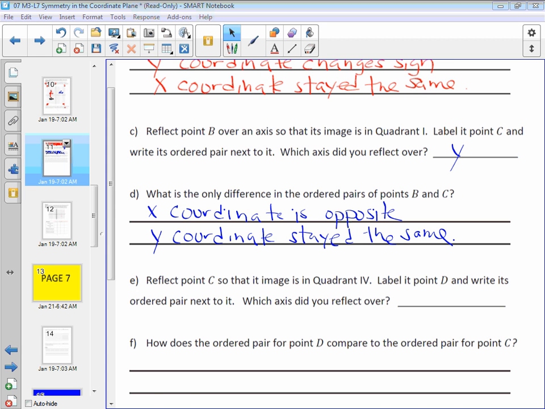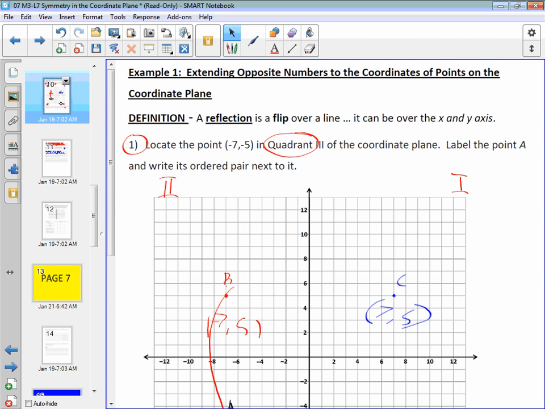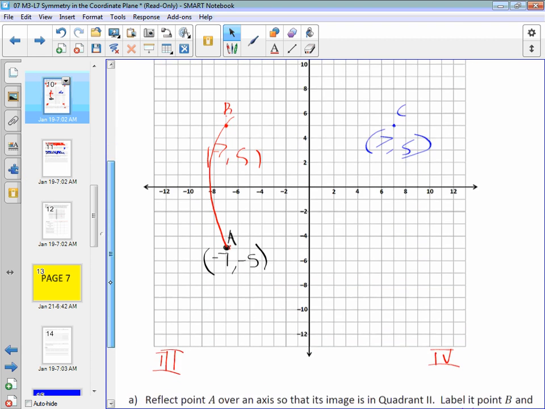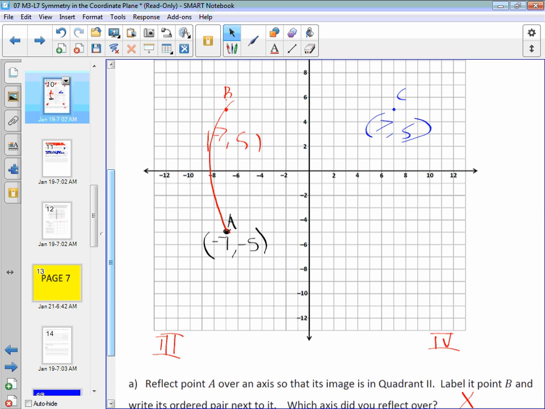Okay, last reflection together, and that's D. Into quadrant 4, in green. Who would like to come up?